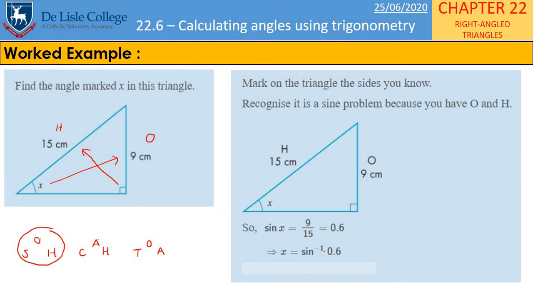So you can just put in sine -1, 0.6, or you can put in sine -1, 9/15, and then you should get 36.9 to one decimal place. If you can just check that for me on your calculator, please pause the video as you do this.